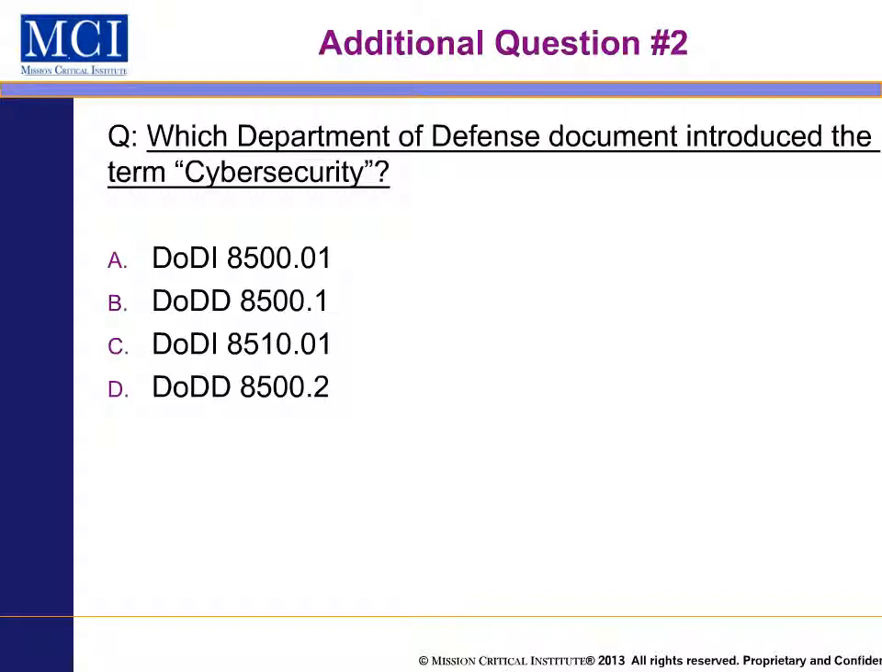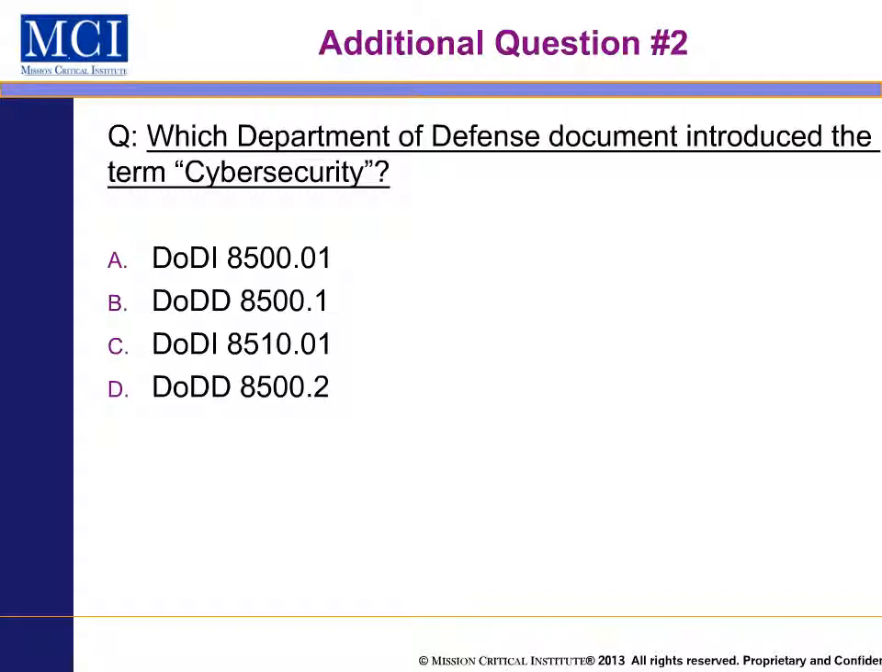Read the question. Which Department of Defense document introduced the term cybersecurity? Okay, so two keywords, Department of Defense and cybersecurity. Next are answers. DODI 8500.01, DODD 8500.1, DODI 8510.01, DODD 8500.2. So the question is obviously banking on the fact that you know the answer is probably going to be something in the 8500 series. But which one? Oh gosh.